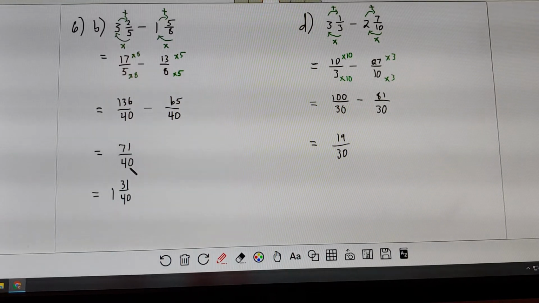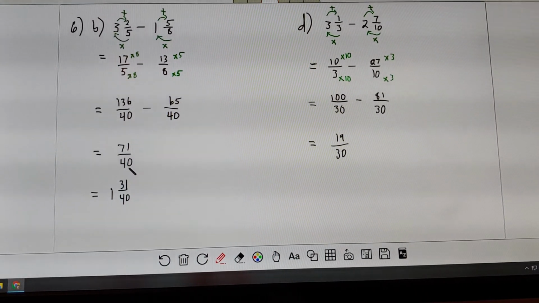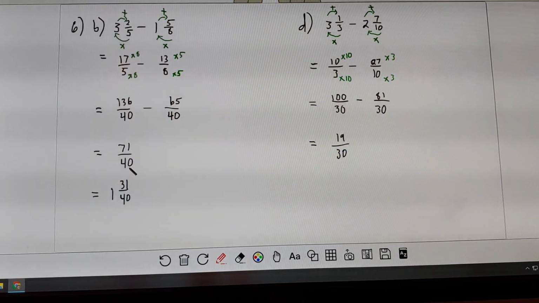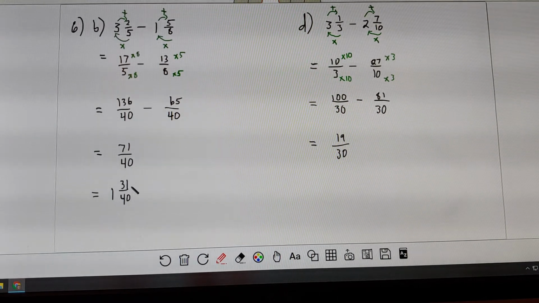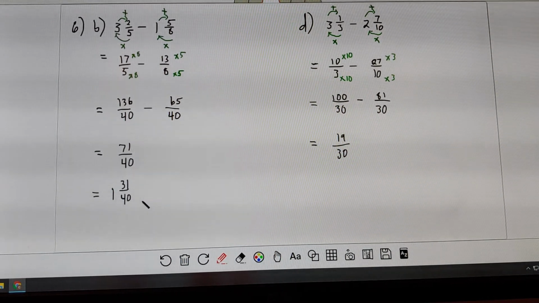Improper fraction. I can get one whole group of 40 out of that, leaving me with 31 left over, and there's nothing that I can divide those two by to get it any lower, so that is lowest terms.